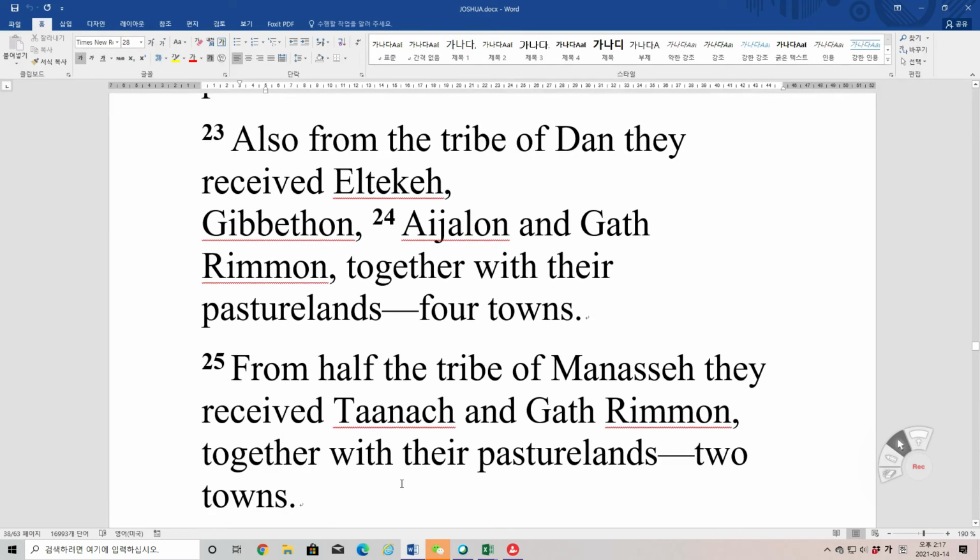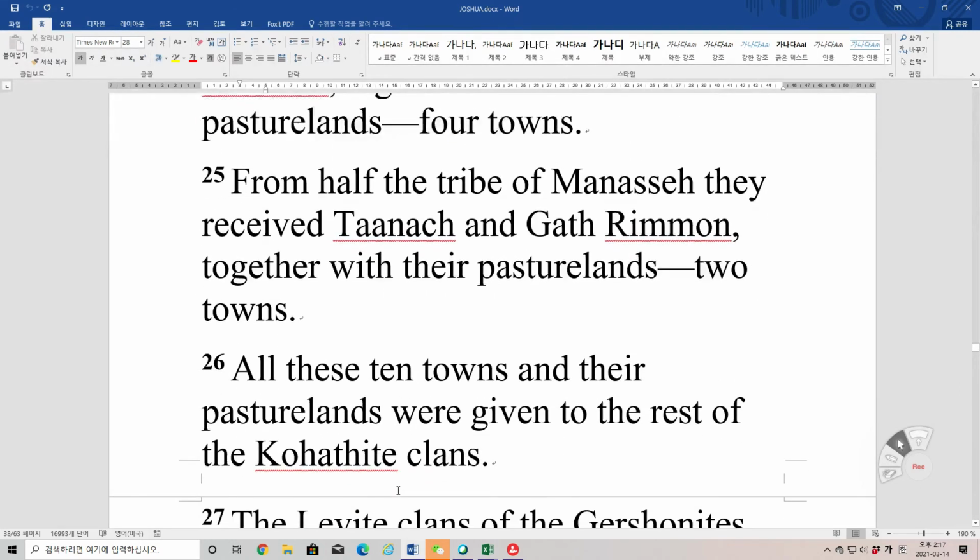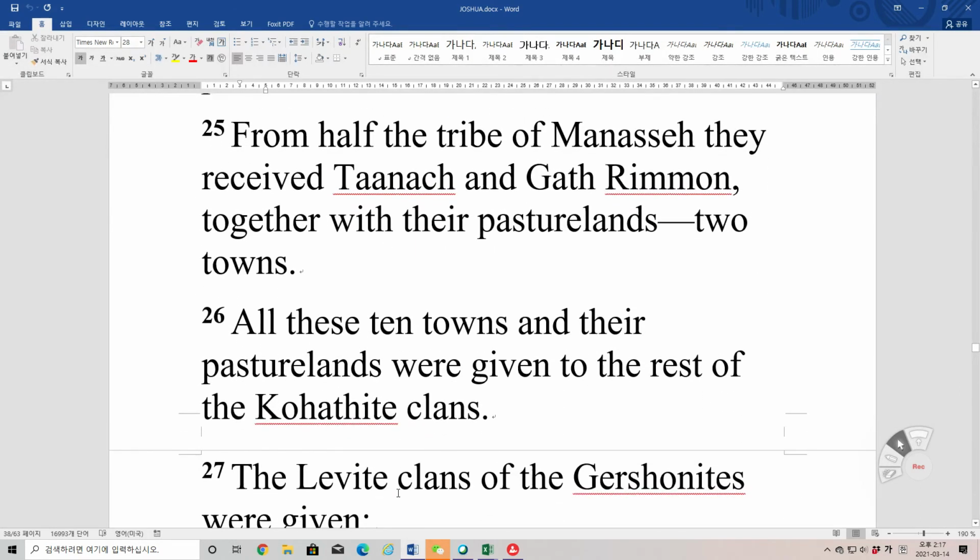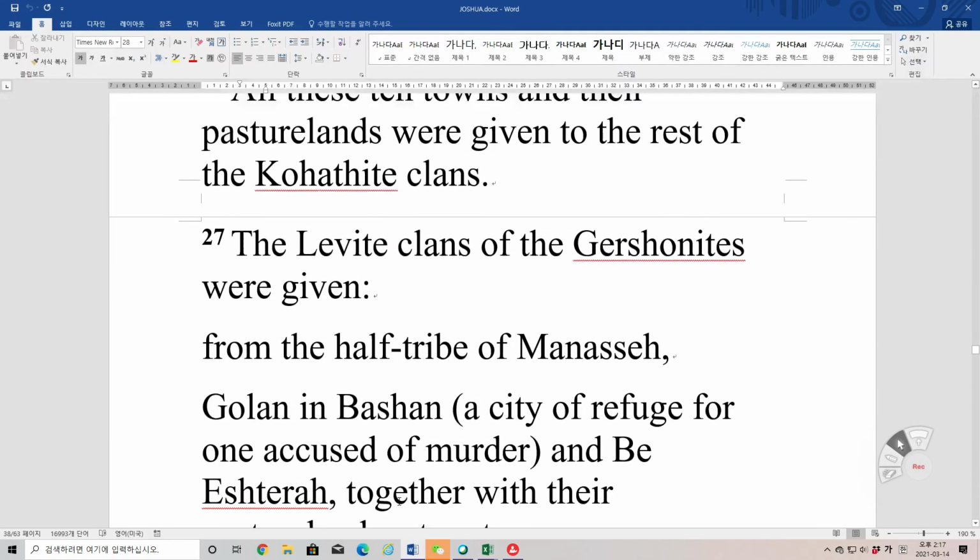Also from the tribe of Dan, they received Eltekeh, Gibbethon, Aijalon, and Gath Rimmon, together with their pasture lands, 4 towns. From half the tribe of Manasseh, they received Taanach and Gath Rimmon, together with their pasture lands, 2 towns. All these 10 towns and their pasture lands were given to the rest of the Kohathite clans.